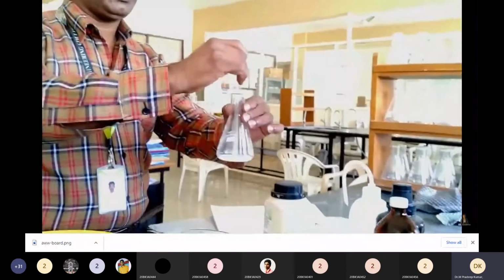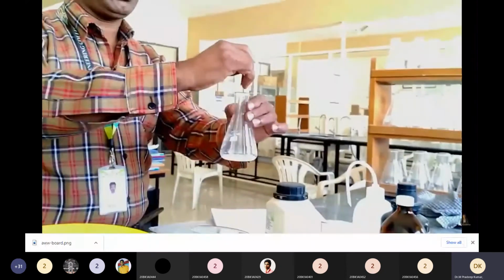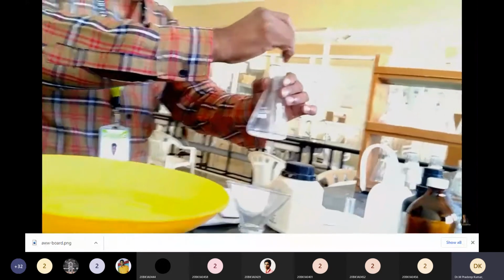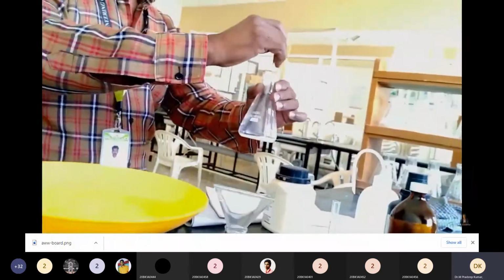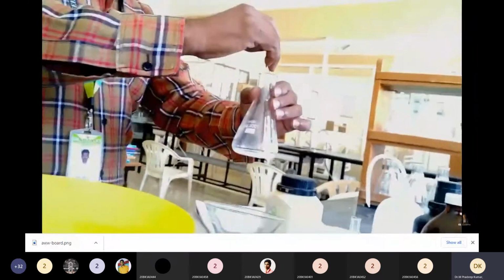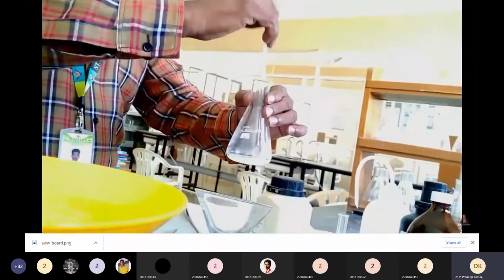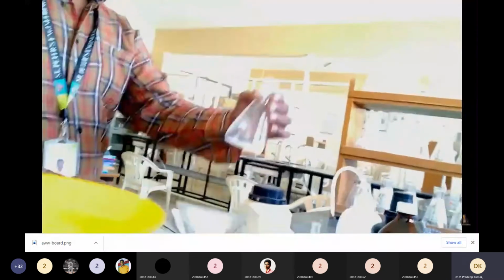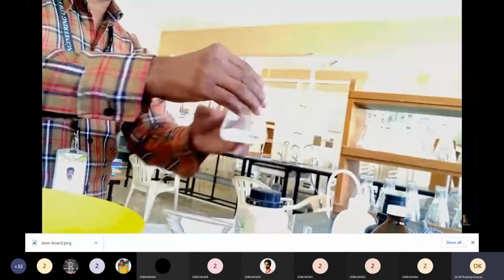We can prepare it, so that is the reason almost all pharmaceutical industries prepare tons of this compound, aspirin. It's a very cheap material, about 1 rupee for one tablet. We can prepare it in house also. So this is the complete wetting.